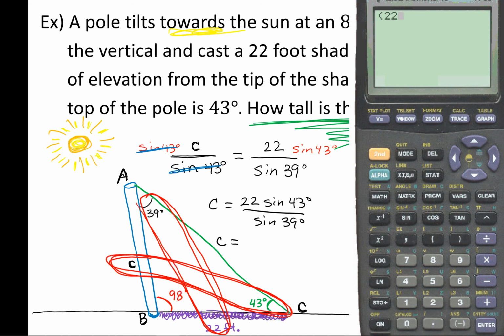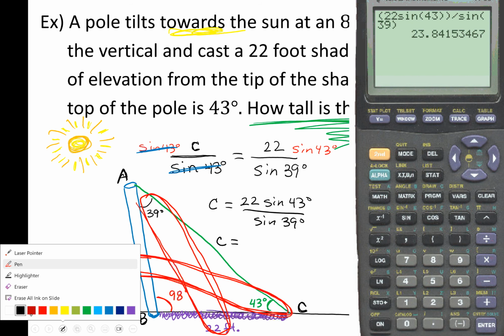So 22 times sine of 43. Notice that when I hit sine of 43, it automatically puts parentheses. So I need to close that parentheses, and I need to close the beginning parentheses also. So 22 sine of 43 degrees divided by sine of, and as soon as I hit sine, you see how it already has a parentheses. So you're going to put in 39, and you're going to close that parentheses. Okay, and that's going to give you 23.8.